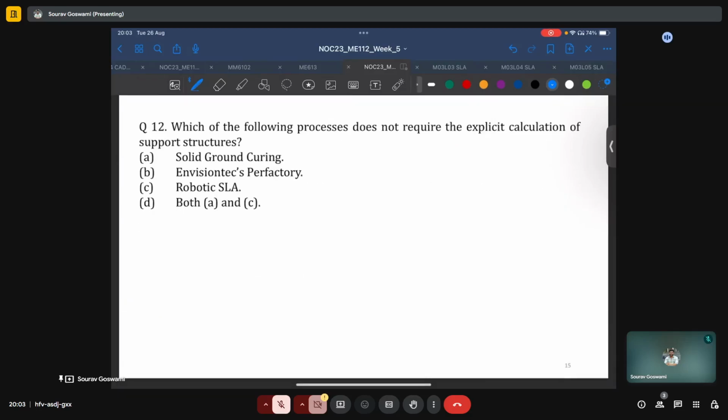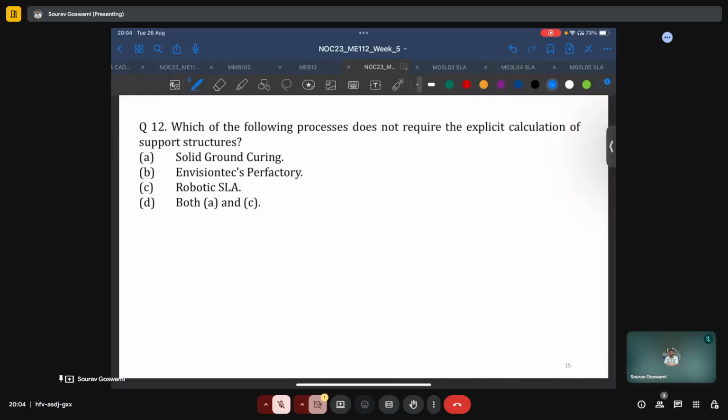The next question is asking us, which of the following processes does not require the explicit calculation of support structures? Is it solid ground curing? Is it EnvisionTEC Perfactory? Is it robotic SLA, or some combination of them?